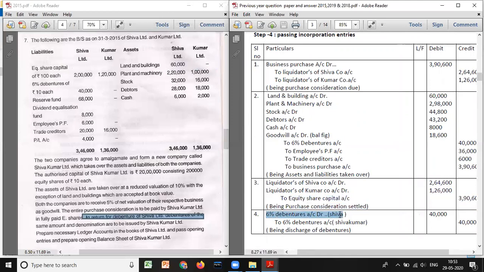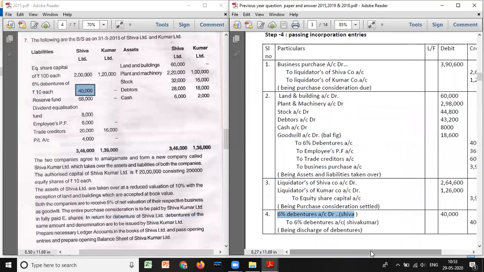That is 6% debenture account. For debentures in Shiva, the same denomination will be discharged by Shiv Kumar. So 6% debenture account to Shiv Kumar Limited account 40,000, being discharge of debentures. That's all. If you pass these entries, you'll get 4 marks.